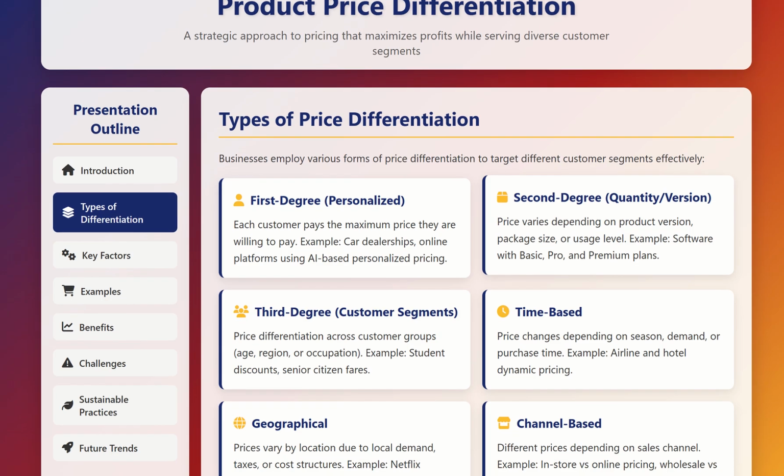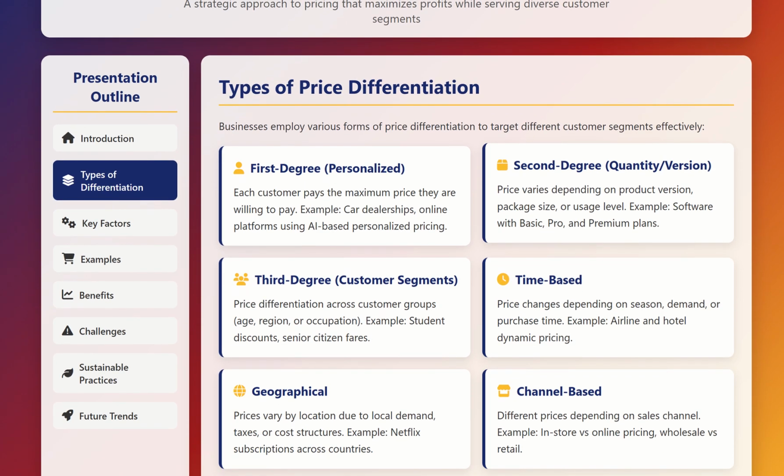Another type of differentiation is what we call third degree. Third degree now depends on the customer. This is the customer segment, the price differentiation across customer groups. They look at the age, they look at the region, they look at the occupation. For example, student discounts, maybe in a college. They say students are given this discount.